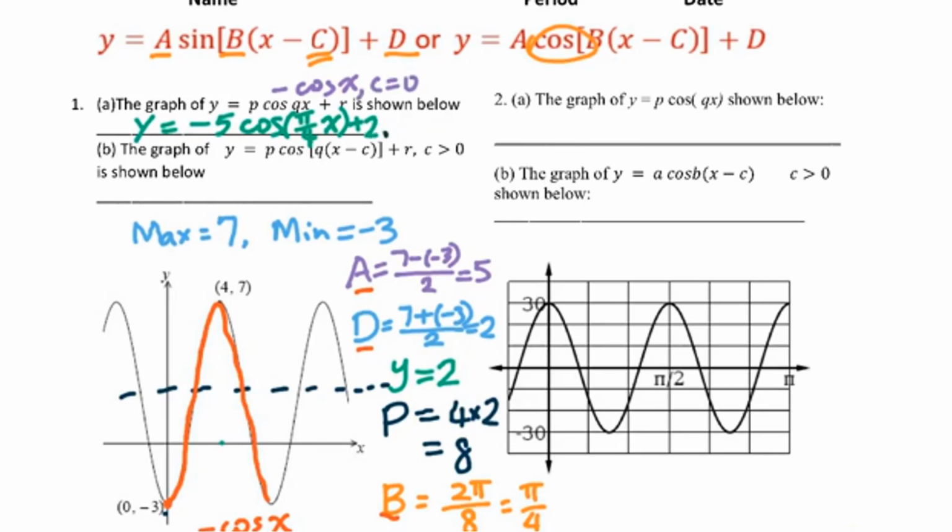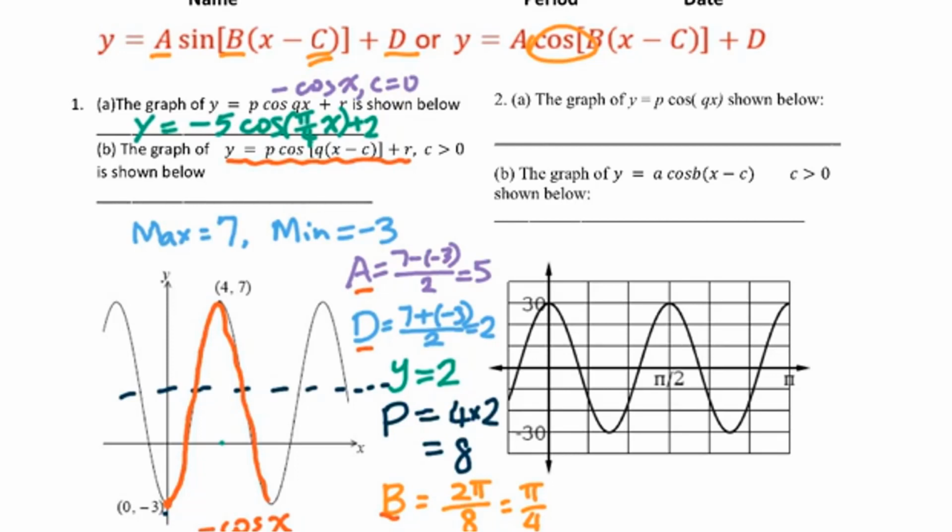For the SL or HL exam, they normally ask you what p equals. We compare these two functions. We know p equals negative 5, q equals pi over 4, and r equals 2. Let's go to B. This is the pattern of a cosine function we need to figure out.